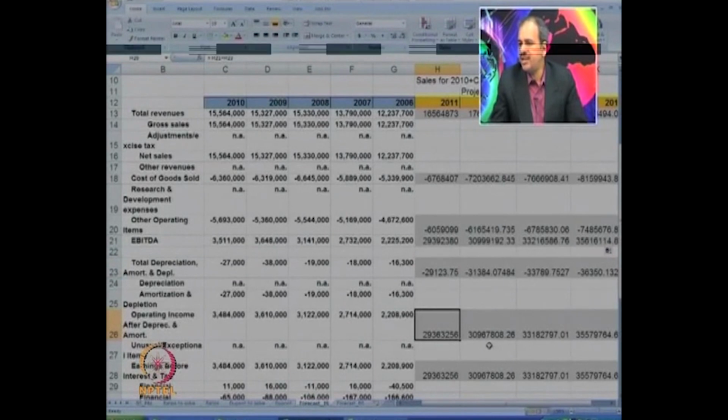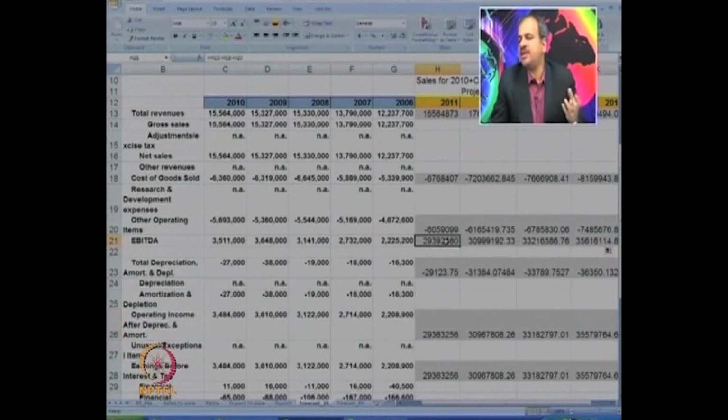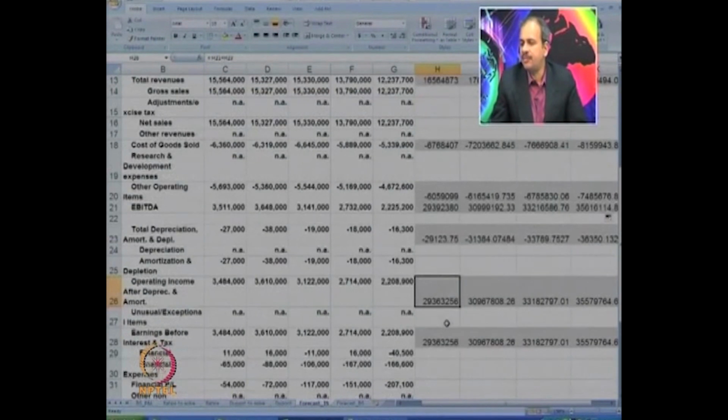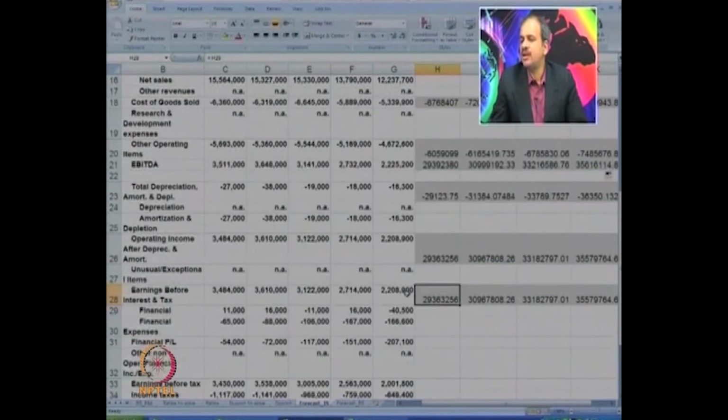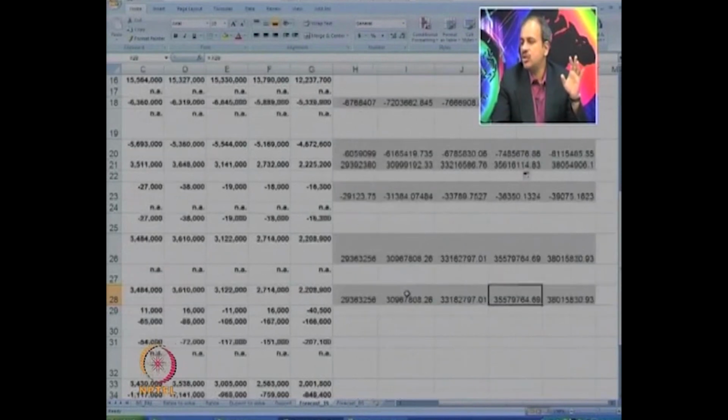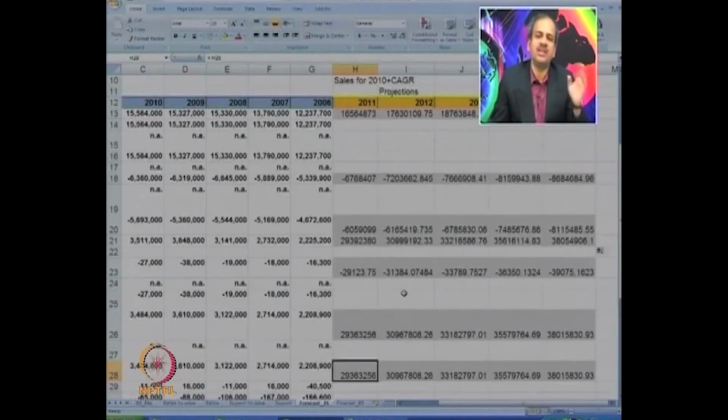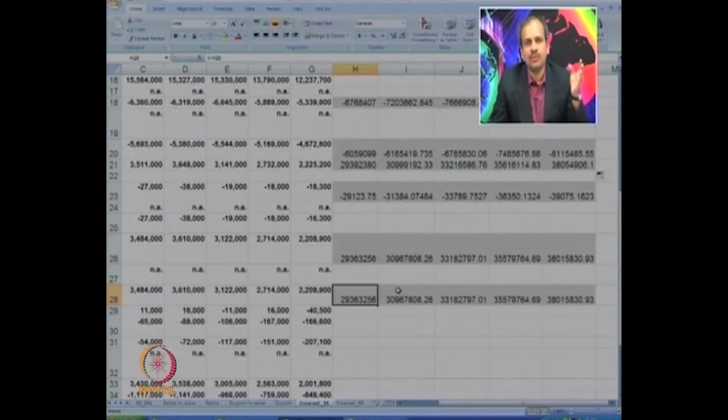The next figure is operating income. So, we have just taken EBITDA minus depreciation as operating income, that is, earnings before interest and tax. Since we do not have any other unusual item over all these years, this operating income after depreciation is nothing but earnings before interest and tax, which is the operating profit for the concern. So, this is the way we can calculate projected operating figures based on our estimates and using the ratios we have learned. I hope it is clear to you.